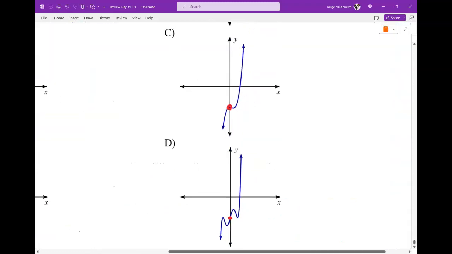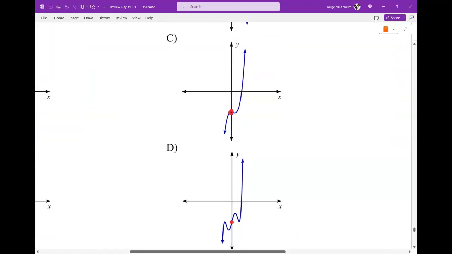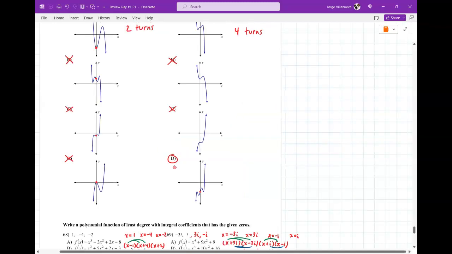So, how many turns does C do? No, look at C, not D. 2. So 2, right? Because it goes up and then down and then up. So that's 2 turns. So it cannot be C. So it has to be D. And if you look at it, it goes up and then down, up, down, up. That's 4 turns. So there you go.